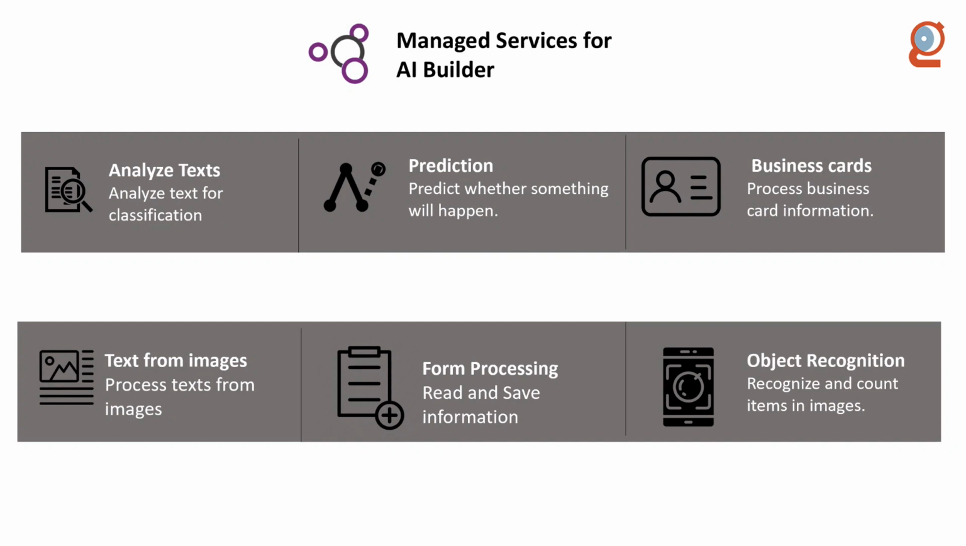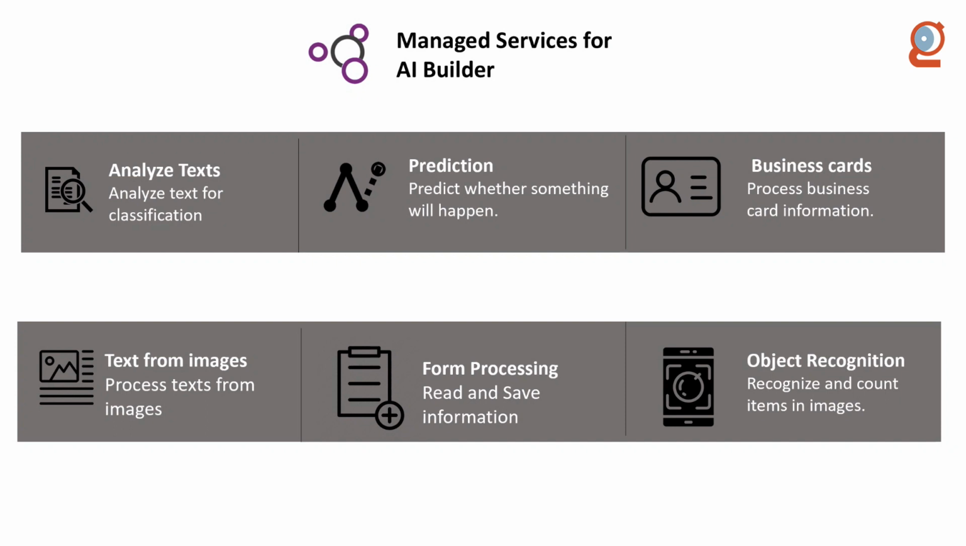Next, we have the form processing, where you want to read and save information. For instance, you have hard copy forms and you want to read and extract the information from that form. With AI Builder, you can just scan a document and key in all the information that you want. So we'll also be seeing all these processes when we go to our Power Up Studio.